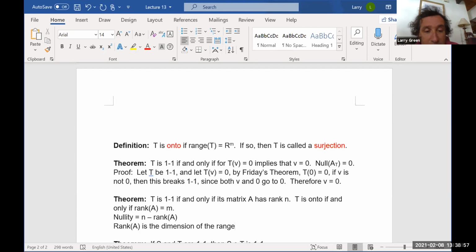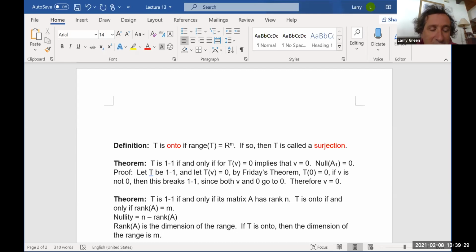So the rank of A is the dimension of the range. We had that theorem a while back. There's a lot of theorems in this class. And if it's onto, then the dimension of the range is M. And that's it. That's the whole proof. So the nice thing is we basically already had these theorems, just not with this language before. Any questions at all on these two theorems?